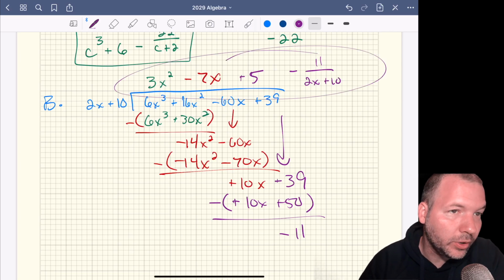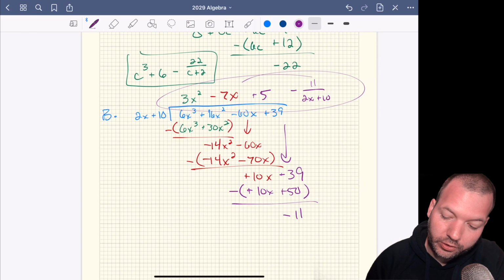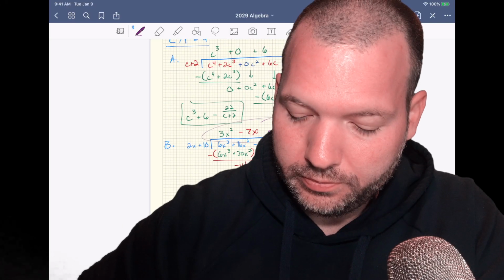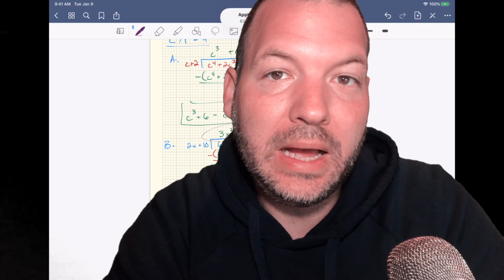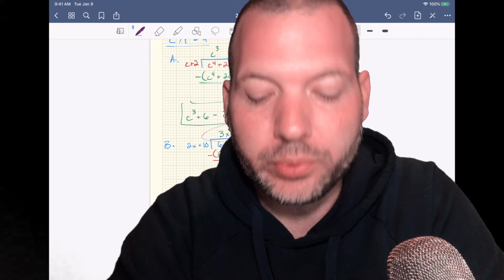All right, and there's check your progress 4b. 3x squared minus 7x plus 5 minus 11 over 2x plus 10. So that is polynomial long division. That's what we call polynomial long division. We can actually divide polynomials by using something like our numeric long division process.